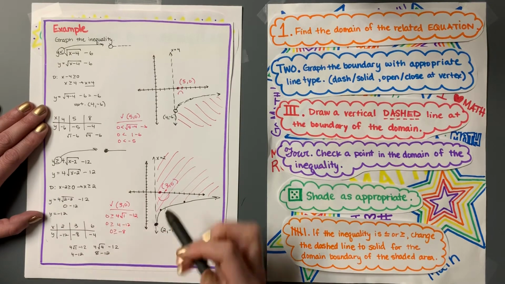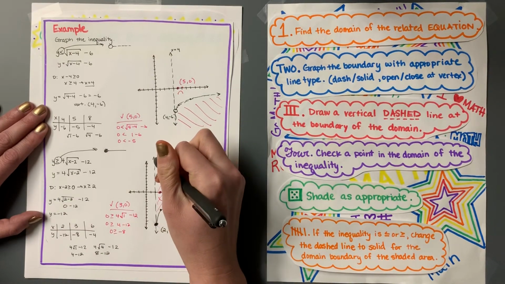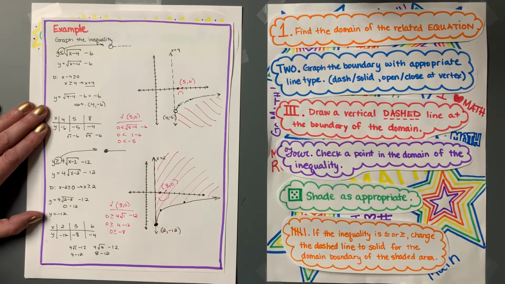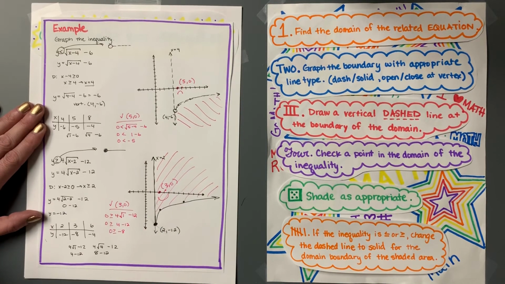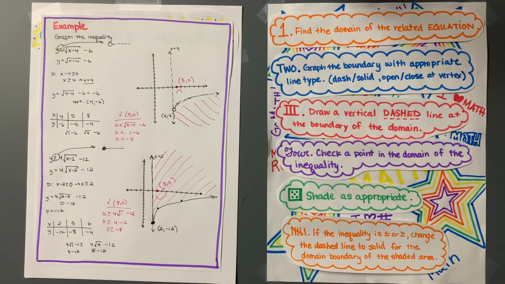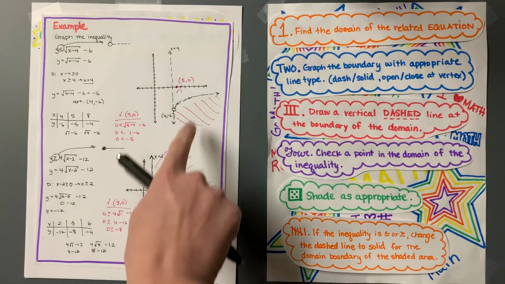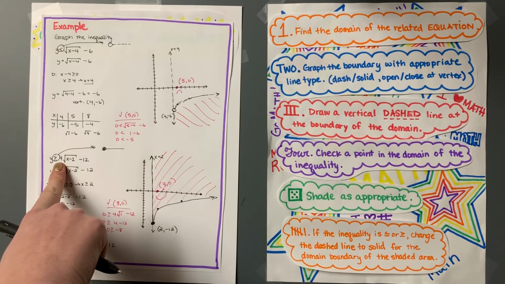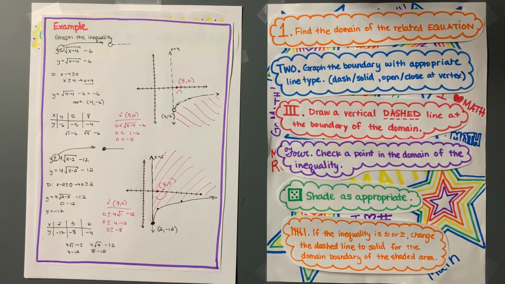Because this is a greater than or equal to, this boundary will be graphed with a solid line, only up until this point. And that's how you graph quadratic inequalities. Every point in the shaded region represents an ordered pair solution to the original inequality that will make a true statement.